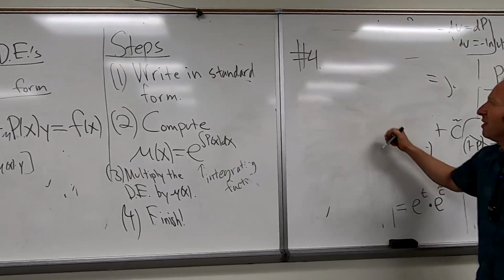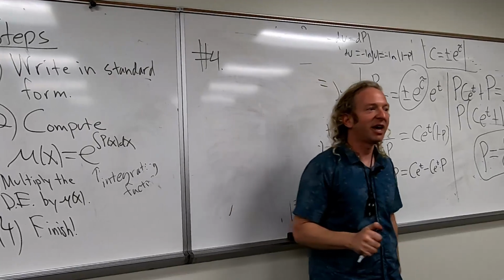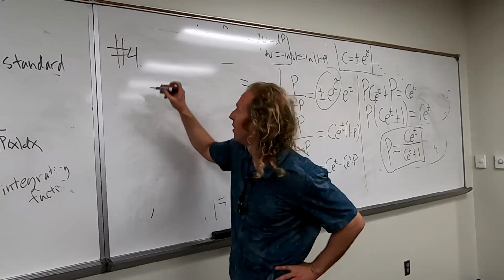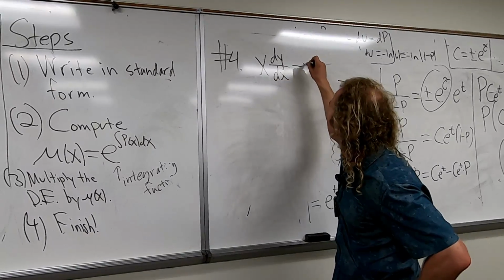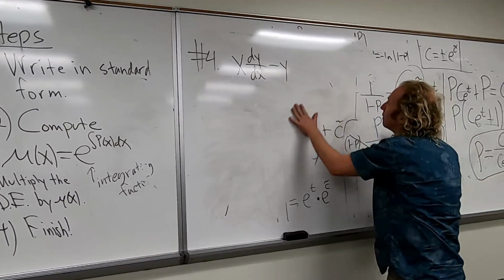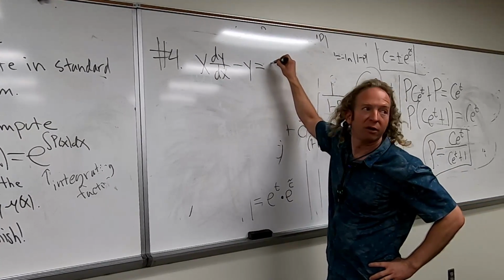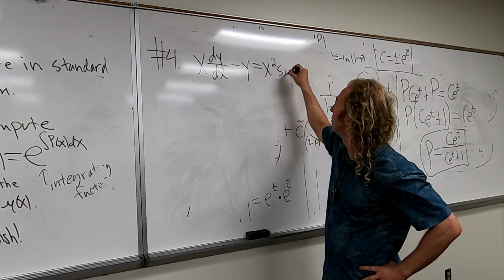Yeah, it's good. Number 4 off the home. Yeah, do you have it? Yeah, so it's x times dy/dx minus y is equal to x squared sine of x. Beautiful. Thank you, Nick.